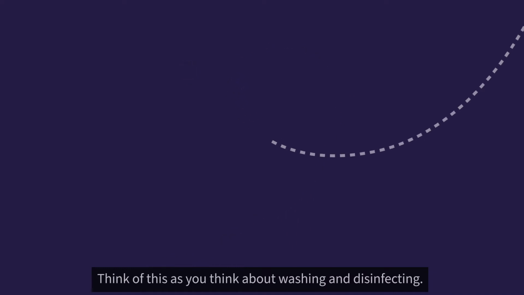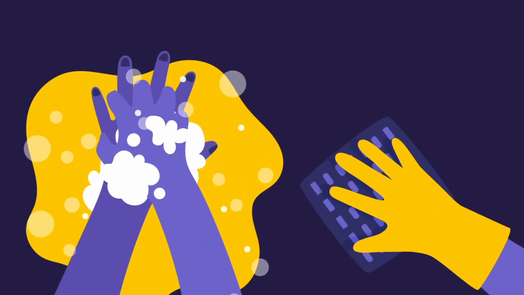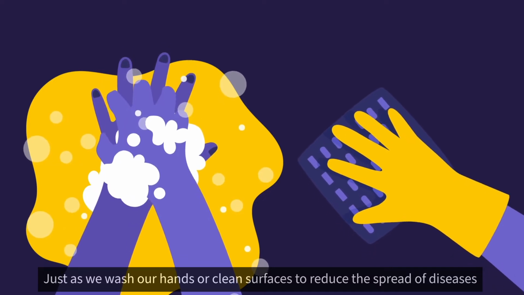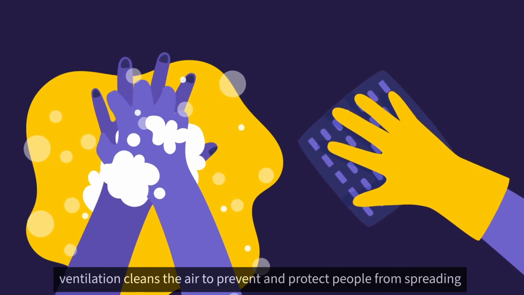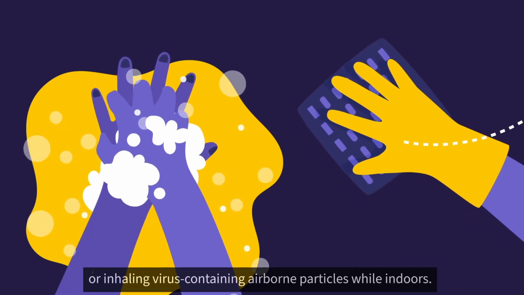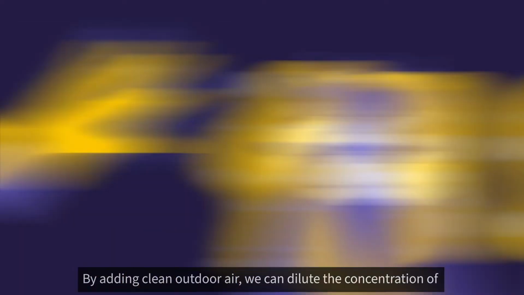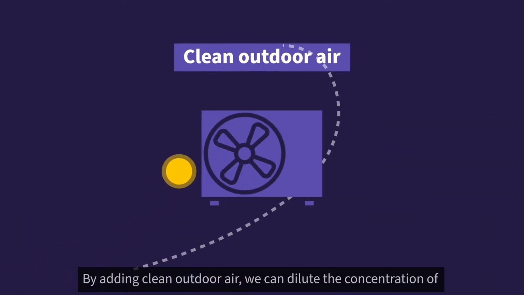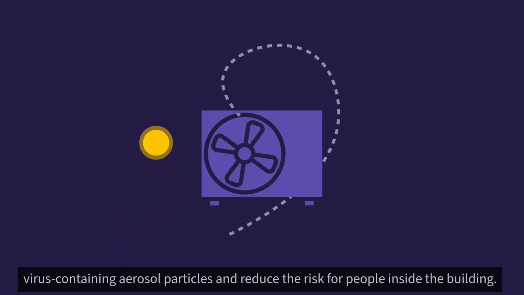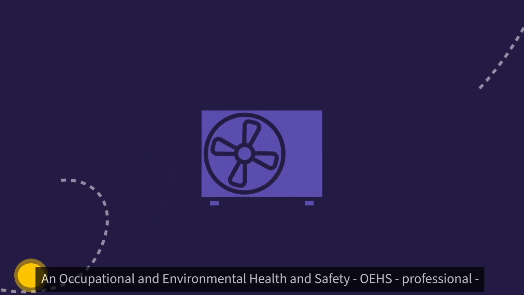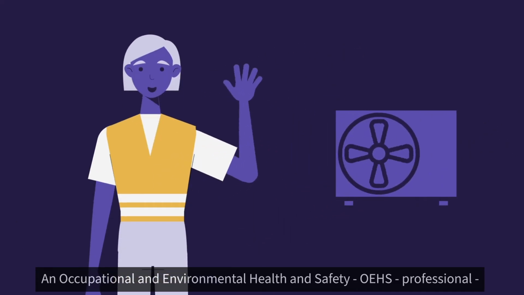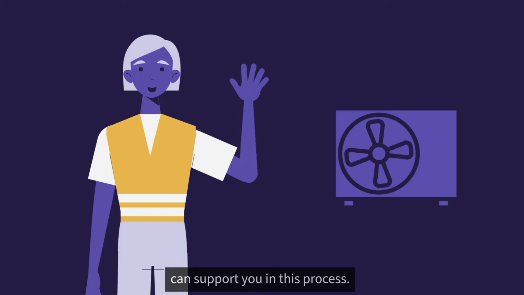Think of this as you think about washing and disinfecting. Just as we wash our hands or clean surfaces to reduce the spread of diseases, ventilation cleans the air to prevent and protect people from spreading or inhaling virus-containing airborne particles while indoors. By adding clean outdoor air, we can dilute the concentration of virus-containing aerosol particles and reduce the risk for people inside the building.